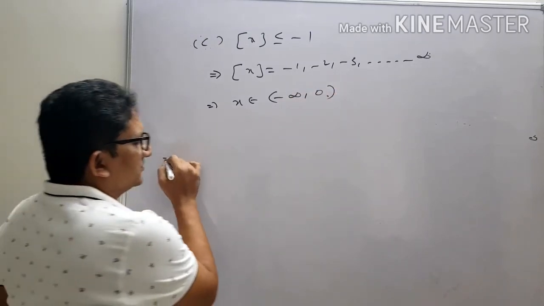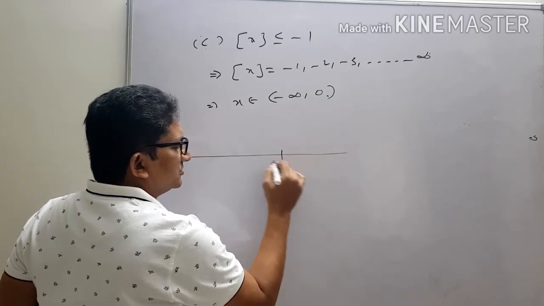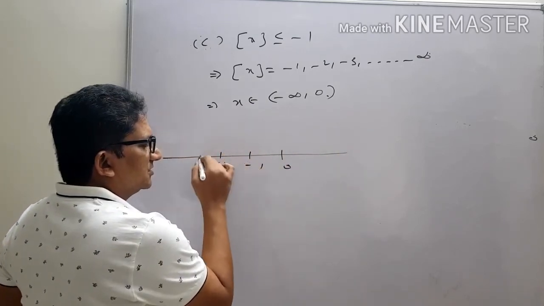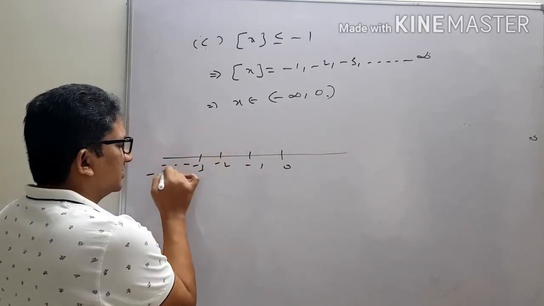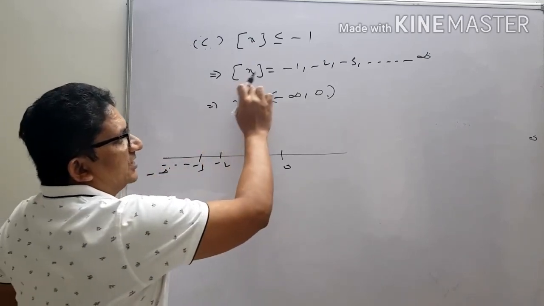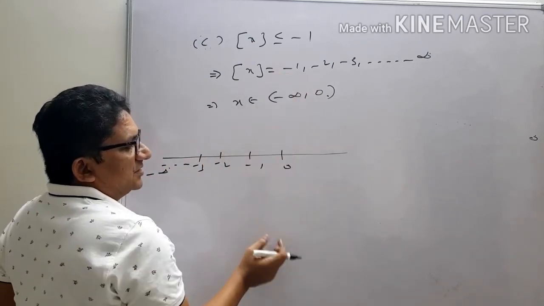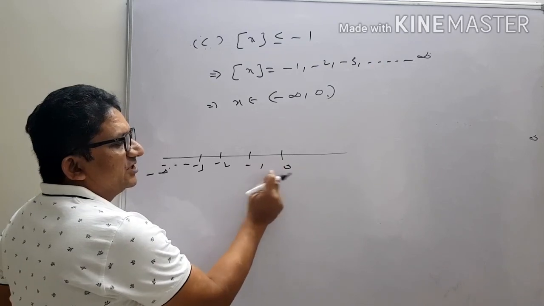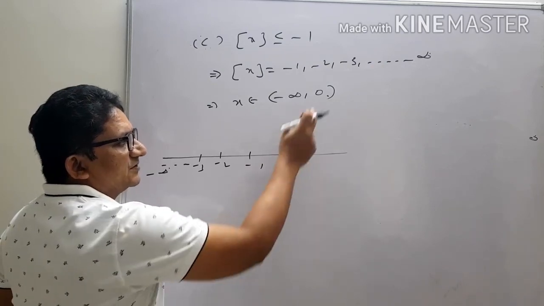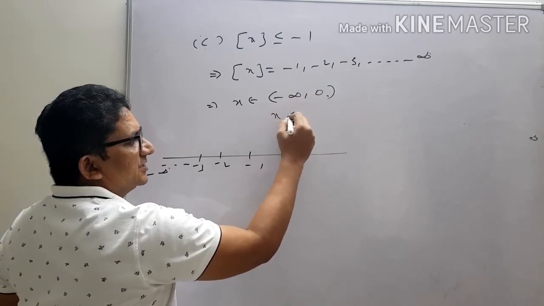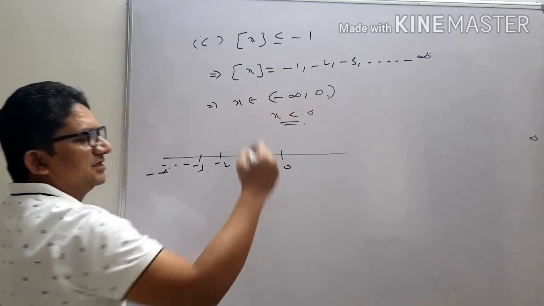Students, you can notice this on the number line: 0, minus 1, minus 2, minus 3 and so on up to minus infinity. We get step of x as minus 1 if x lies between 0 and minus 1. That's why we need to take up to 0, or this can simply be written as x is less than 0.